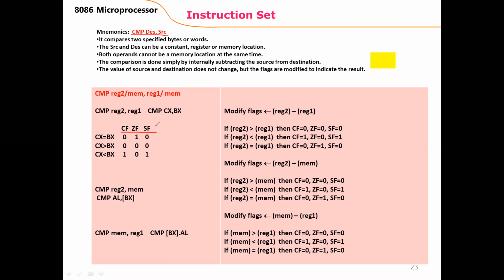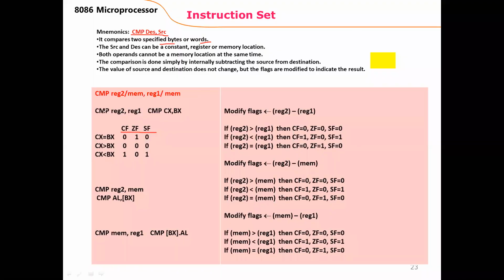The values of these flags can be set or reset depending on the two numbers which we are going to compare. This instruction can be used to compare two specified bytes or two specified words, meaning two 8-bit numbers or two 16-bit numbers. Source and destination can be a constant, register or memory location, like in other instructions also. This instruction is very simple.